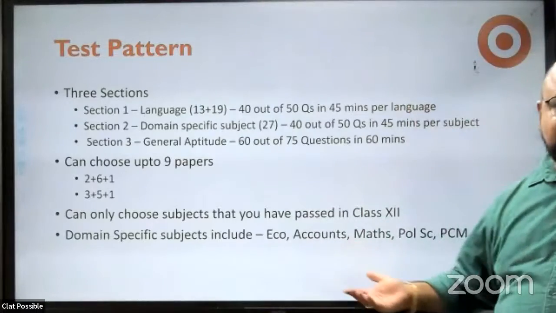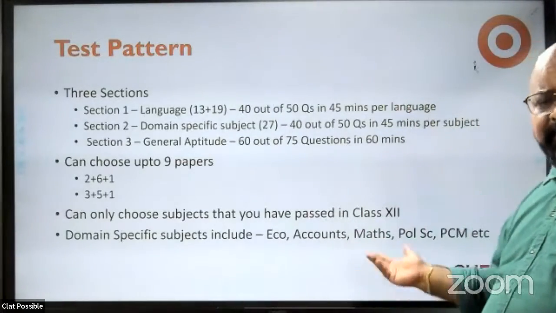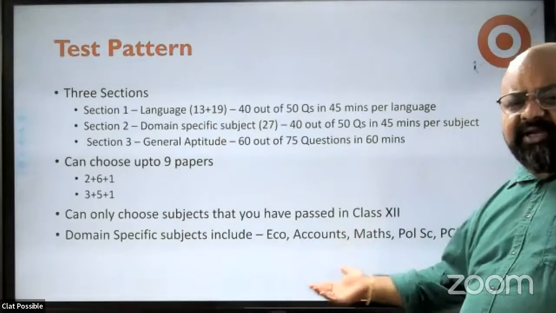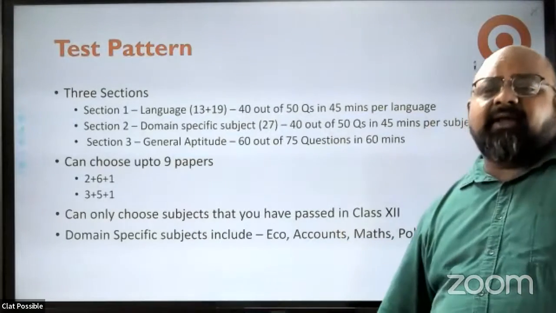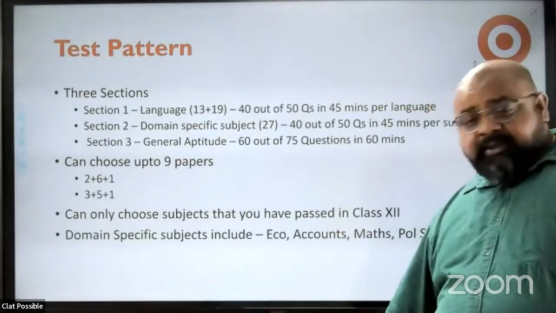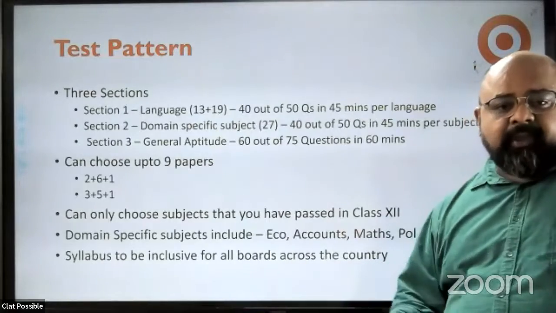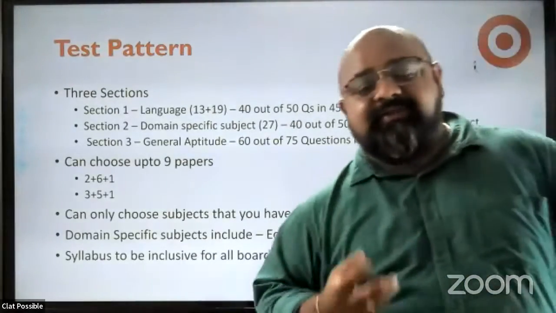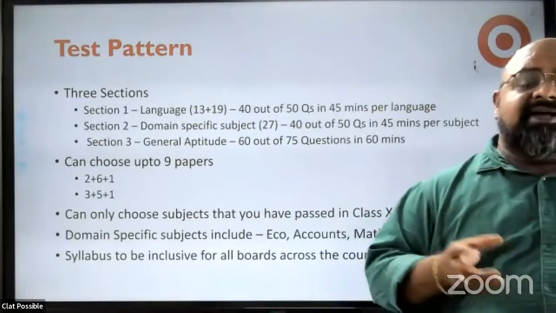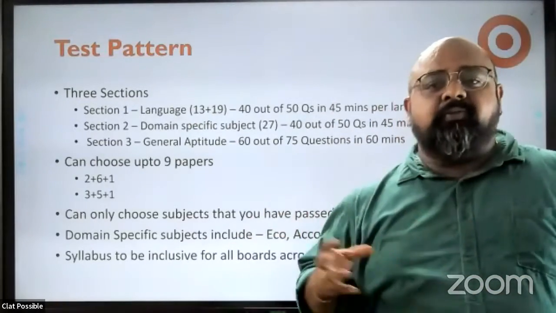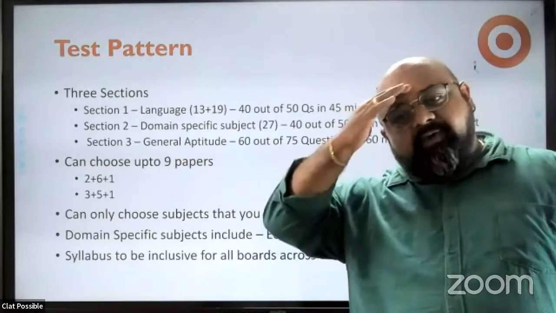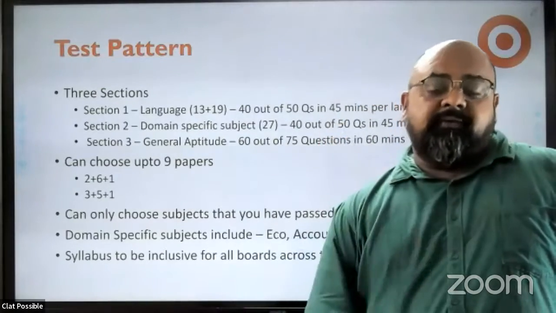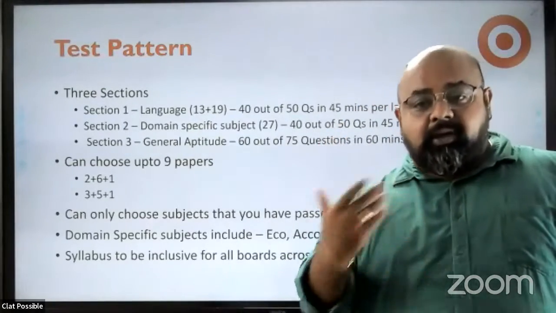The domain subjects, as I said, include subjects like economics, accounts, maths, pol science, etc. The common subjects. We'll talk about them very briefly, very quickly. Again, because there are different boards, the syllabus used for the exams will be such that it is inclusive for most of the boards, right? And therefore, probably a common minimum will be chosen from where the paper will appear.